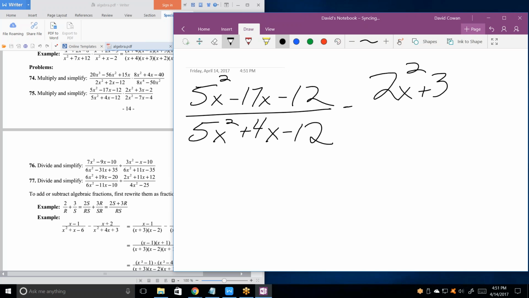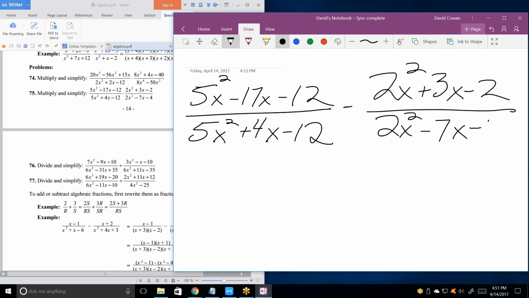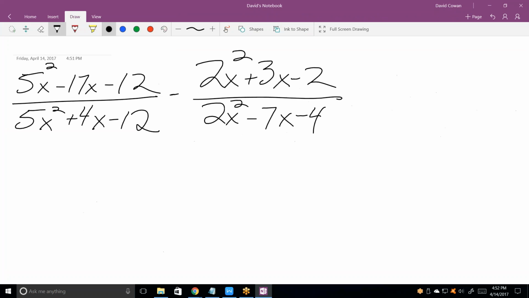Again, 75 has a quadratic in the top left, a quadratic in the bottom left, a quadratic in the top right, and a quadratic in the bottom right. So my solution is going to lie how? What am I going to do to solve this? Factor it. Always just start with the top left. Do as good a job as you can with factoring that.